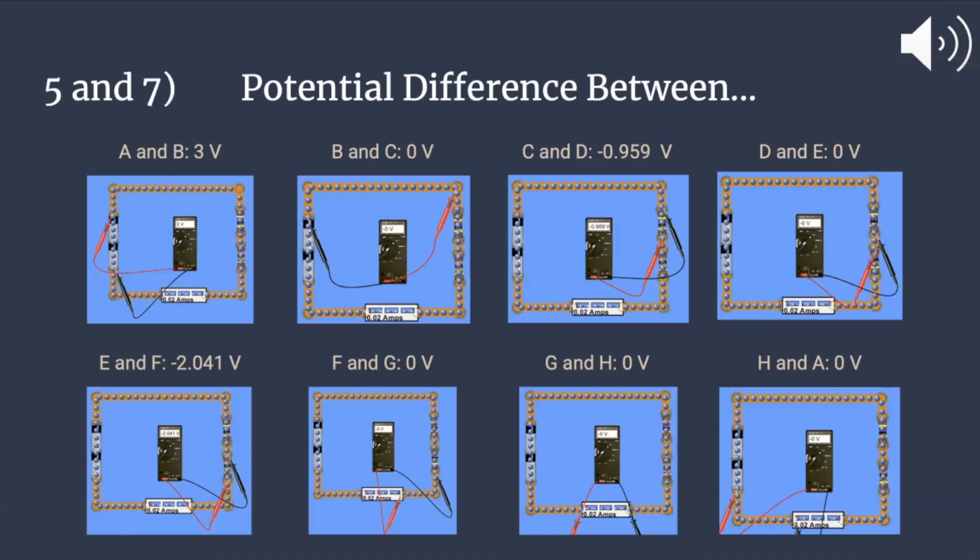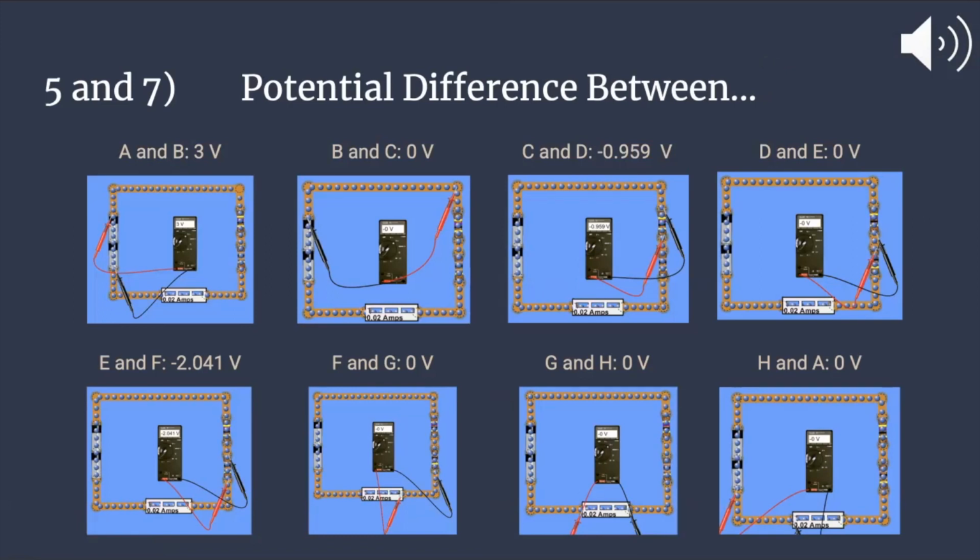Now you're going to discuss the potential difference between A and B, which is 3 volts, B and C, which is 0 volts, C and D, which is negative 0.959 volts, D and E, which is 0 volts, E and F, which is negative 2.041 volts, F and G, which is 0 volts, G and H, which is 0 volts, and H and A, which is also 0 volts.